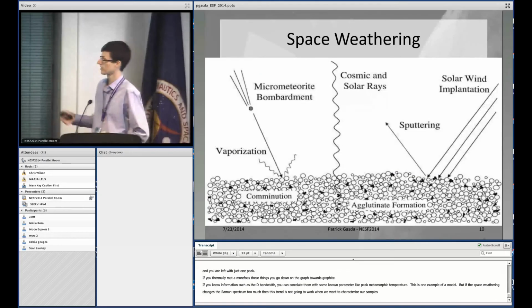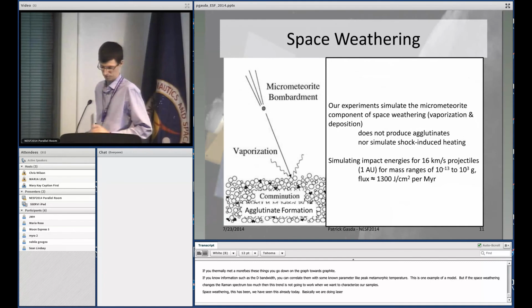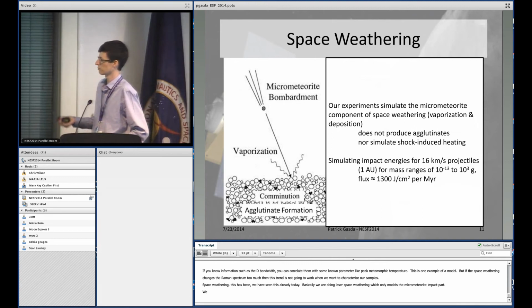Okay, so space weathering, you've seen this already today. Basically, we're doing laser space weathering, which only models the micrometeorite impact part. We get vaporization, but we don't produce agglutinates, nor do we simulate any sort of shock-induced heating. But we do get the vaporization and deposition part.